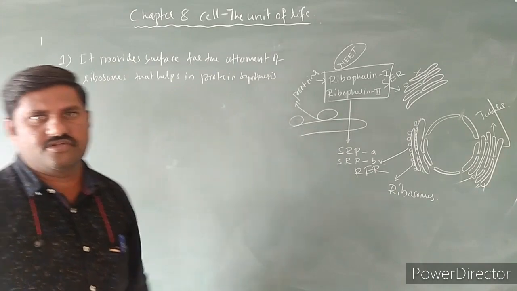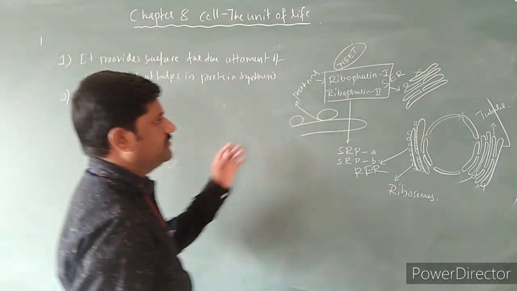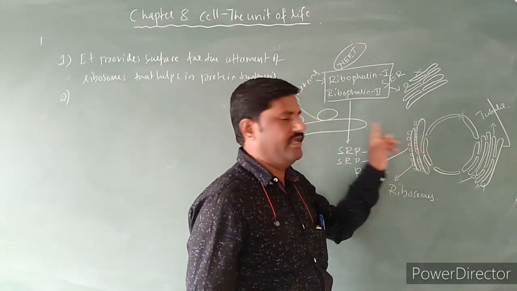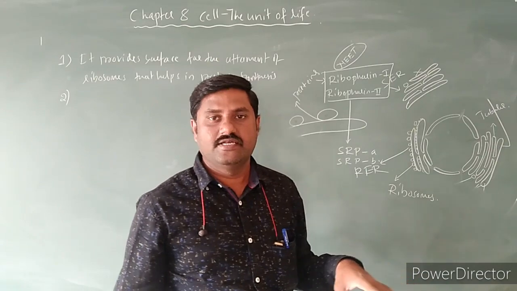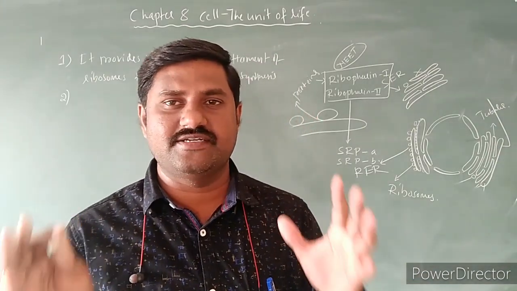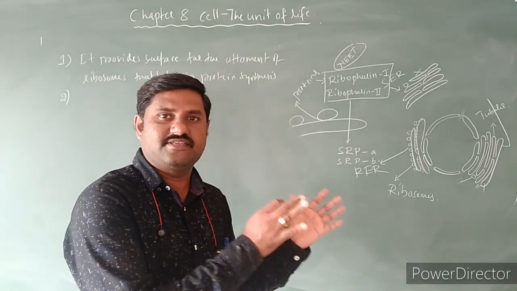Is the first function of this endoplasmic reticulum. And whenever you see this endoplasmic reticulum that is spread from the nuclear membrane up to the plasma membrane, what it shows is it acts as an endoskeletal system of the cell and it gives mechanical support to the cell itself, right?